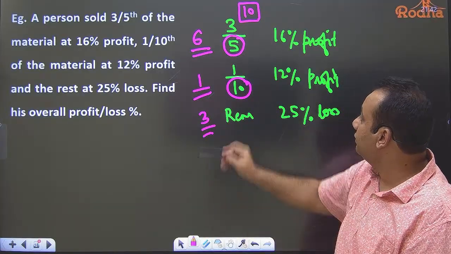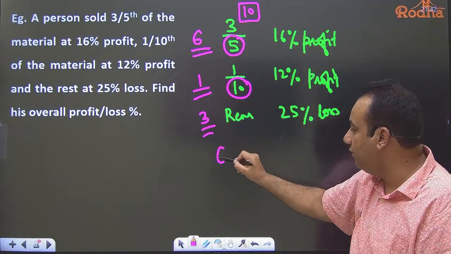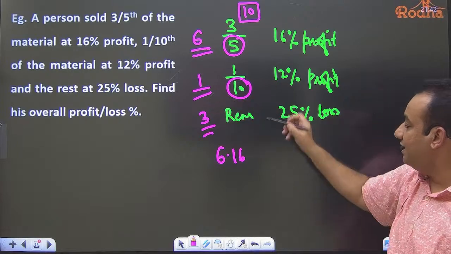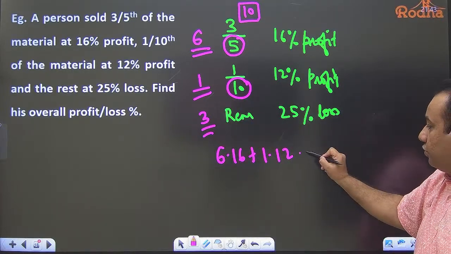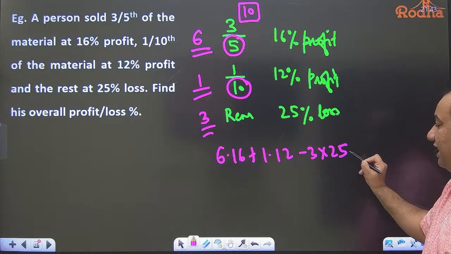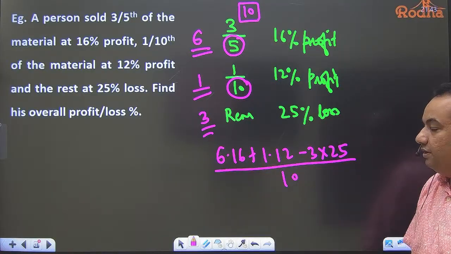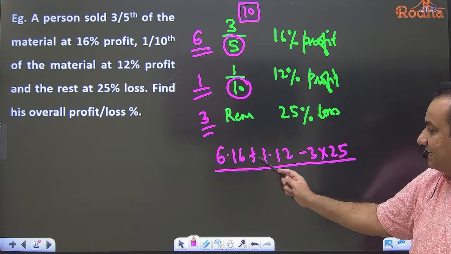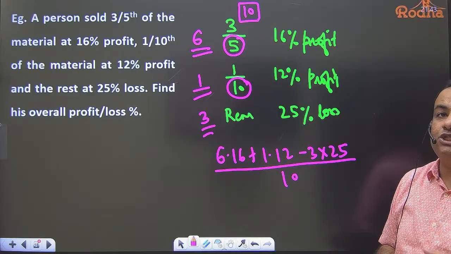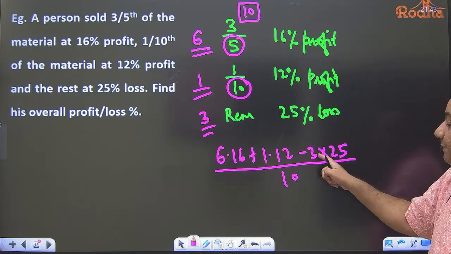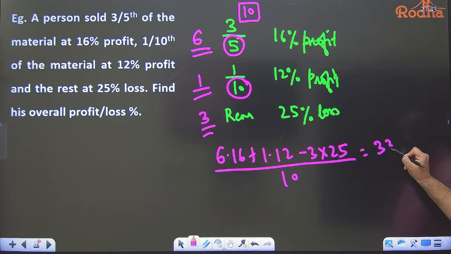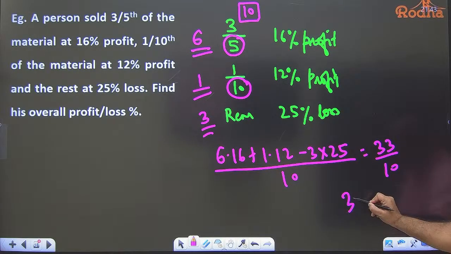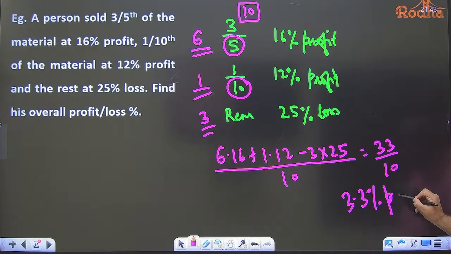3. So on 6 articles, there is a profit of 16, so I've done 6 into 16. On 1 article, there is a profit of 12, so 1 into 12. On 3 articles, there is a loss, so minus 3 into 25, divided by total articles, which were 10. So 6 into 16 is 96. 96 plus 12 is 108. 108 minus 75 is 33, divided by 10. So 3.3% profit.